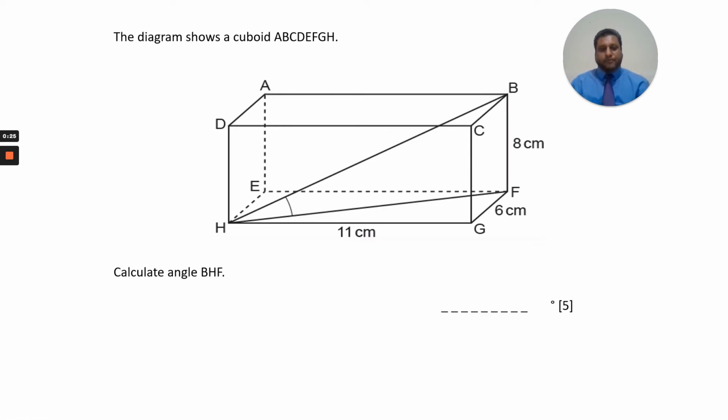So this is a 5-mark question. The diagram shows a cuboid A, B, C, D, E, F, G, H, a 3D shape, and it wants you to calculate the angle BHF. So from B in the corner to the top right at the back, coming forward to the left and going down to the corner H, and then going back to F, which is bottom right and the side furthest away from the screen.